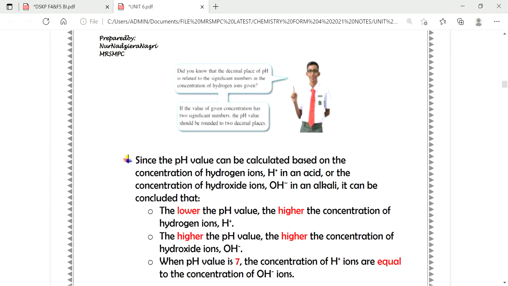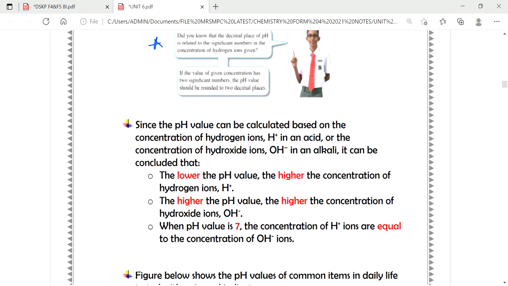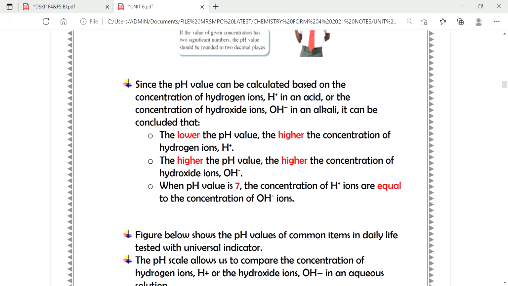So did you know that the decimal place of pH is related to the significant numbers? Yang ini teacher akan bagi tahu dalam kelas nanti. Alright, so since the pH is calculated based on the concentrations of hydrogen ions of acid and the concentrations of hydroxide ions in alkali, it can be concluded that yang ini relationship yang awak kena faham: the lower the pH value, the higher the concentrations of hydrogen ions.